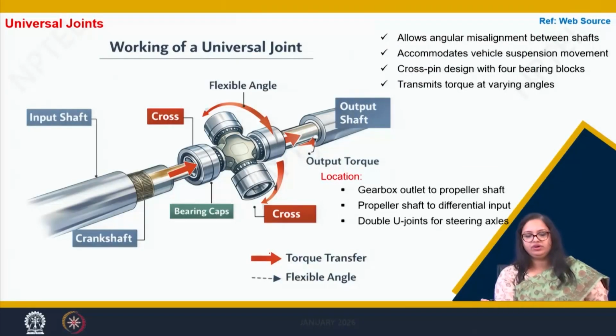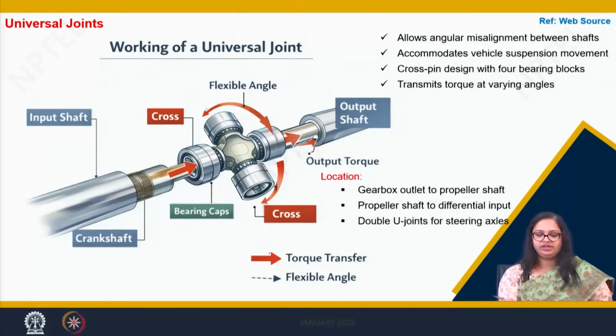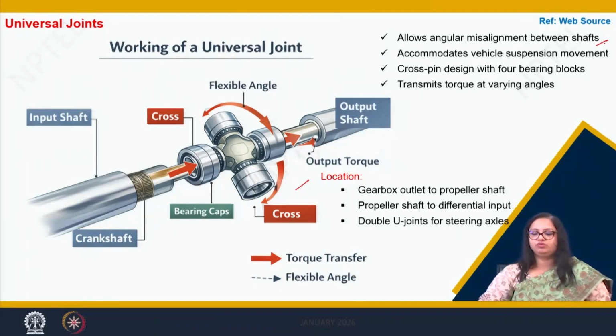So, when we talk about a universal joint, it looks somewhat like this. It looks like a cross, and it has 4 arms which are flexible in nature. It is in the form of a yoke which transmits the power from the input shaft to the output shaft. It allows angular misalignment between the shafts. It accommodates vehicle suspension movement.